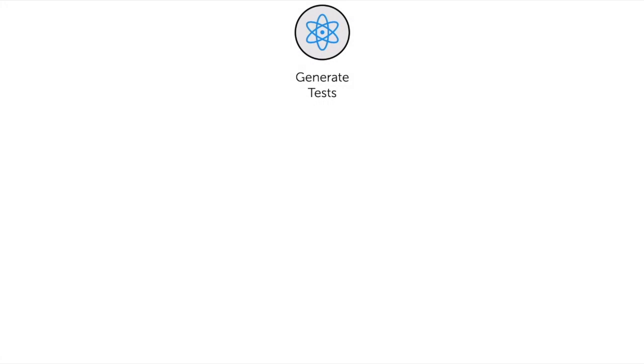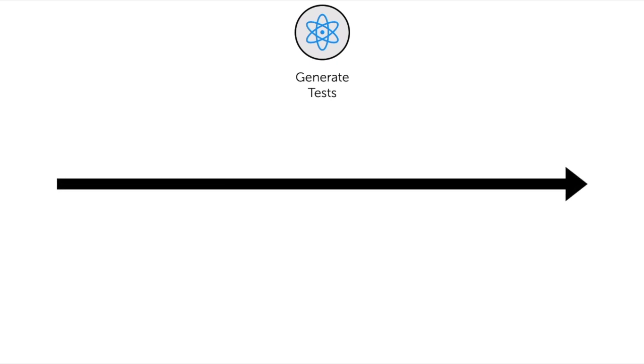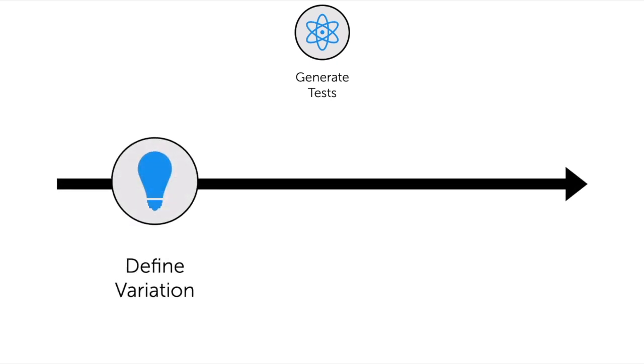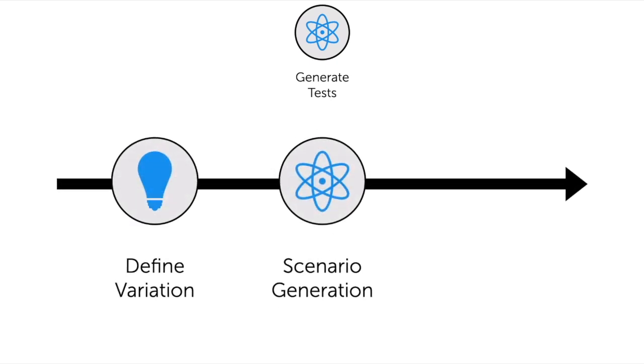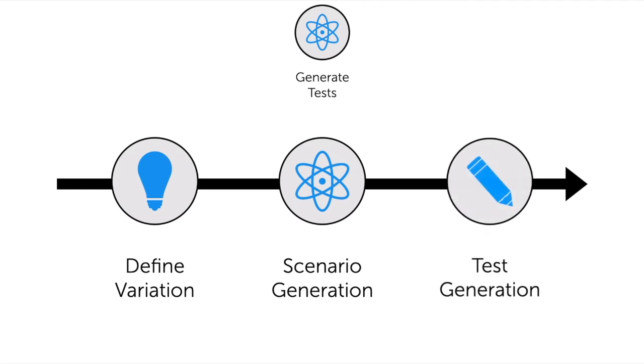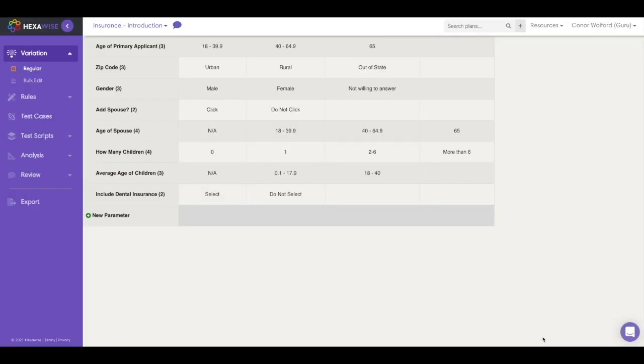Here's how test generation works. Generating tests with Hexawise is an inputs-first process. We're first going to define our inputs or the different variation ideas. Next, we're going to generate our overall Hexawise test scenarios, and then finally, we're going to transform our Hexawise scenarios into actual executable tests. Once you define your model of test inputs inside of Hexawise, any changes you make to the model level will be instantly reflected in your generated tests.